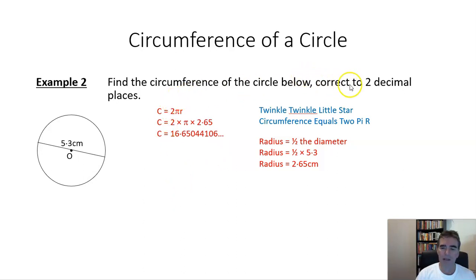Reread the question. It does say that it wants to round off to 2 decimal places. So after the decimal point, I want 2 decimal places. So the 6 and the 5. The next digit is a small digit, so it doesn't affect the 5. So our circumference is approximately 16.65 centimeters.